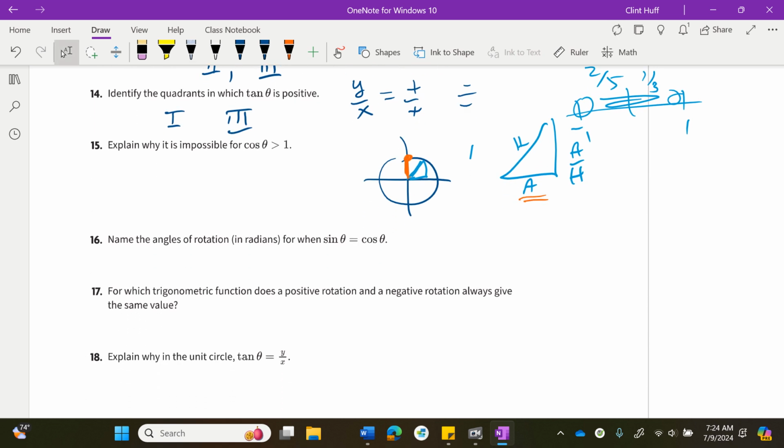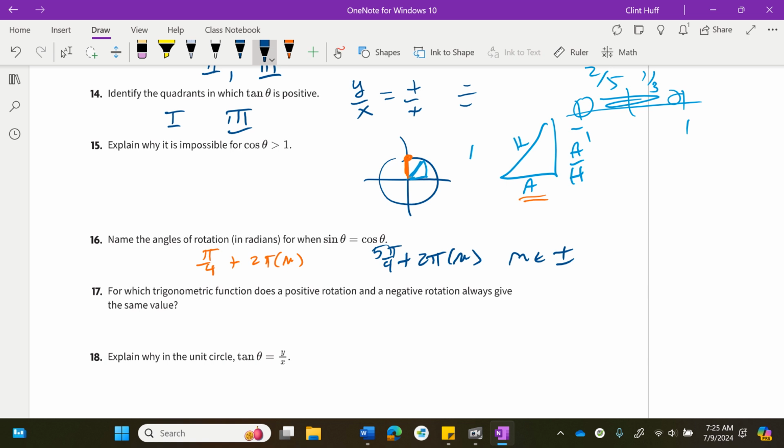Name the angles of rotation when the sine and the cosine are equal. Okay, so in the first quadrant at pi/4, they're equal. So pi/4 plus any multiple of 2pi, we'll call it 2πn, where n is a counting number. And they're also equal in quadrant 3 at 5pi/4 plus any multiple of 2pi. Now that n right there is an integer, so you could rotate backwards or forwards.